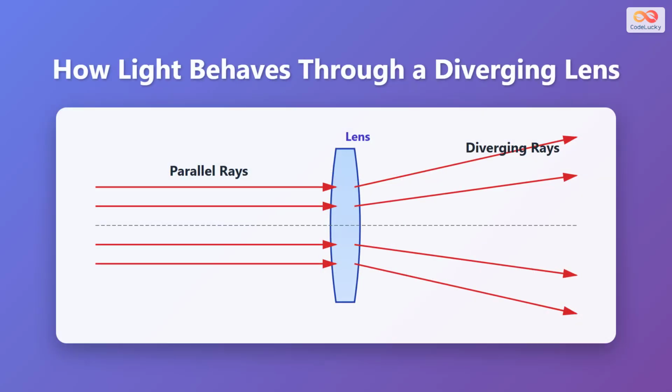Let's examine what happens when light rays pass through a diverging lens. When parallel rays of light approach the lens from one side, they enter the lens and are refracted, which means they bend as they pass through the glass. After exiting the lens, these rays spread out and diverge away from each other. The rays appear to be coming from a single point behind the lens, even though they never actually pass through that point. This spreading behavior is the fundamental characteristic of diverging lenses and is what makes them useful for many applications.